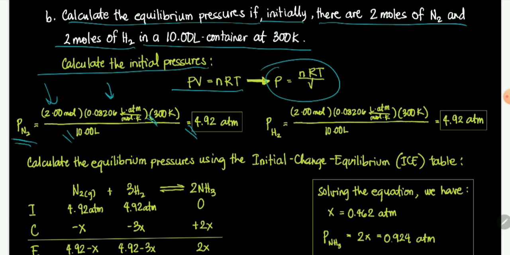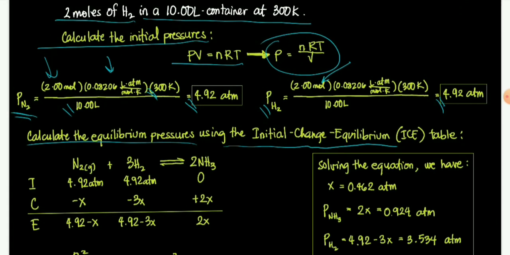So since they have the same number of moles as hydrogen, we will expect that they have the same pressures. So for the pressure of hydrogen gas, since it is also 2 moles, it is also 4.92 ATM in terms of its pressure. Okay? So after that, calculate the equilibrium pressures using the initial change equilibrium table, or the ICE table. So what is the ICE table? So the ICE table shows you the initial, the change, and the equilibrium concentrations.